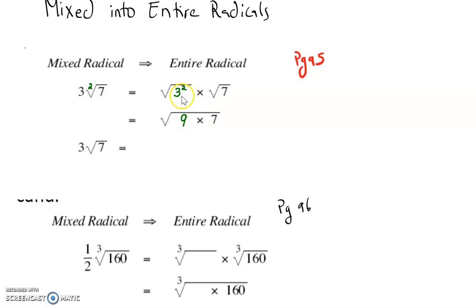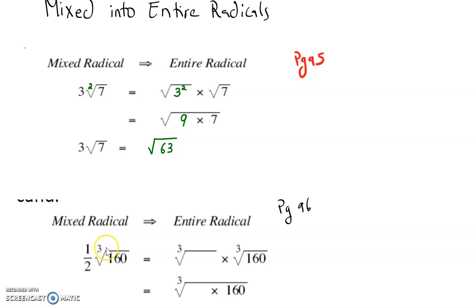And then we're kind of working backwards. So again, there's a 9 here. The number 7 is already there as a radicand. Then we're just going to multiply these two together, and this is going to give us altogether 63. So the radicand ends up becoming 63. So 3 square root 7 is the same as square root 63.